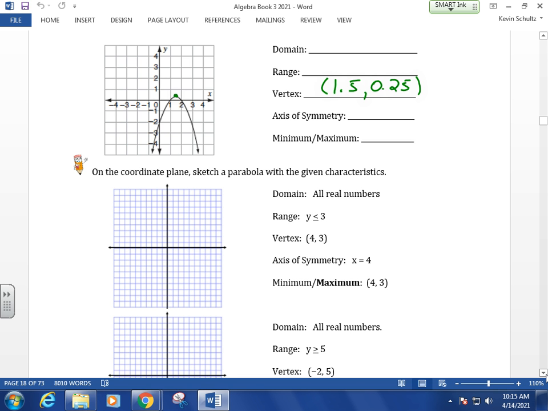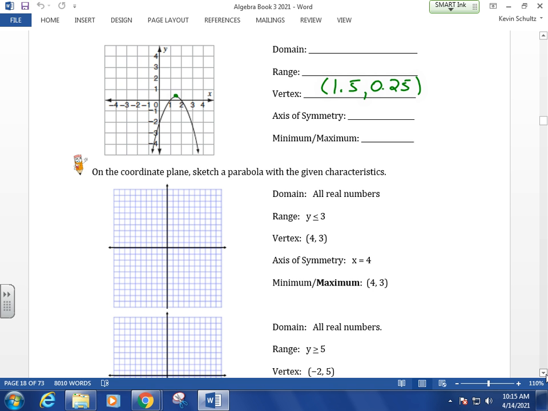And these are just sketches, right? I'm basically looking for, is your vertex in the correct spot? And do you have it opening the correct direction? And is your parabola more or less symmetrical? We'll be able to get more specific in our graphs as we learn more about them. But for right now, those are kind of the three things that I'm focused on: vertex, direction, and symmetry. Okay?